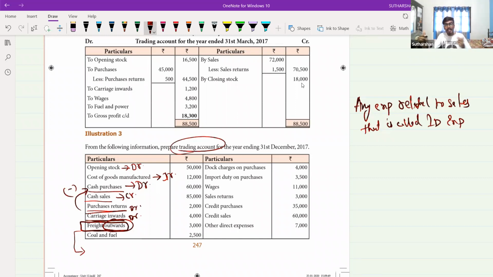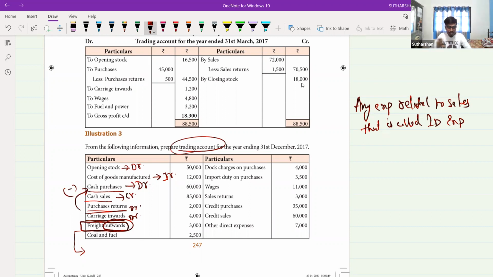So we will record indirect items in the profit and loss account. Direct items, related only to buying and only to selling, will come in the trading account. To sell the goods, I am spending some expenses, right? Those expenses will come in the profit and loss account. That is called indirect expense.